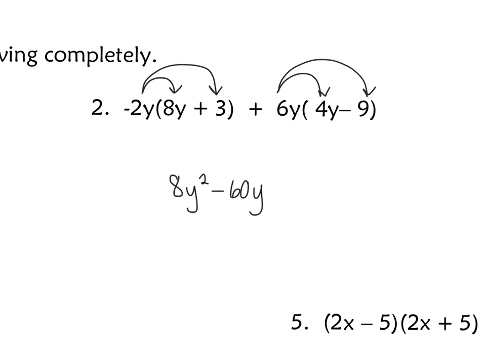All right, so your simplified expression should be 8y squared minus 60y. That's it. You leave your answer. This is not an equation. You are not solving this for y. There is no equal sign. You can't tell me what y equals. I could substitute any value for y here and evaluate this, but there's no equal sign. I am not solving it.